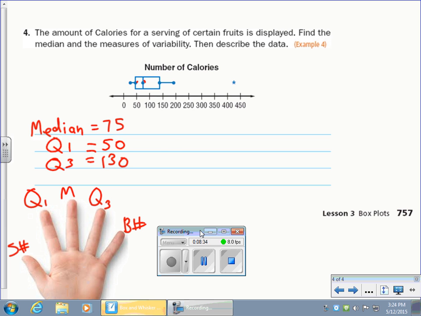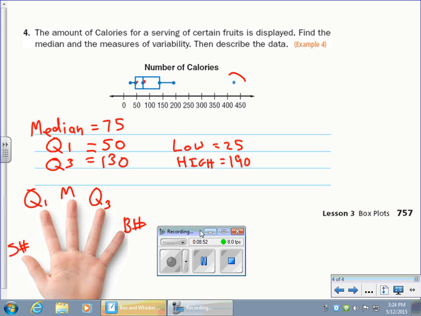The smallest number, the low value, is 25. And the high value is 190, maybe. It doesn't need to be as exact as possible.